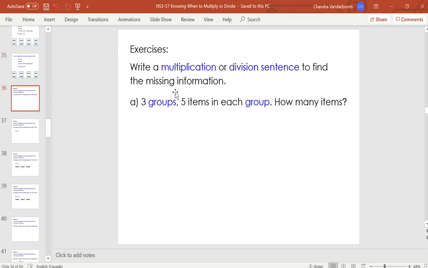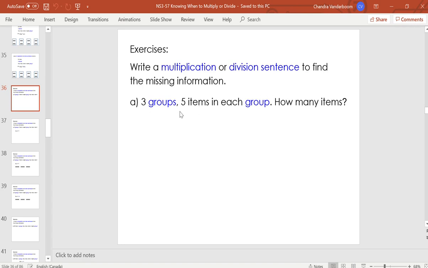How about we have to write a multiplication or division sentence to find the missing information? So we have 3 groups and we have 5 items in each group. How many items do we have then? Well, the one piece of information we always want to know, do we know what our total number of items is? No, we don't. That's what it's asking us. How many items do you have? We don't know. That means if we don't know our total number of items, we always do multiplication.